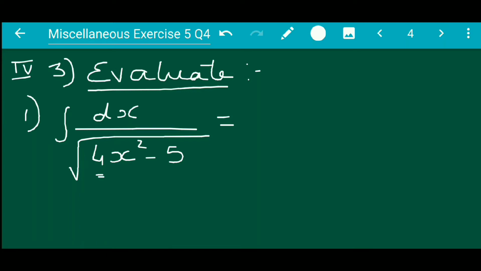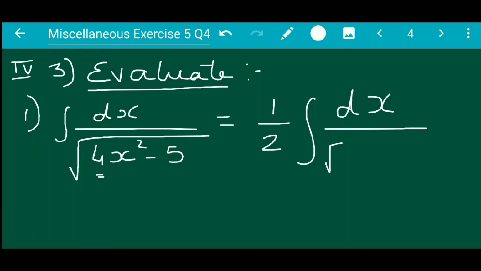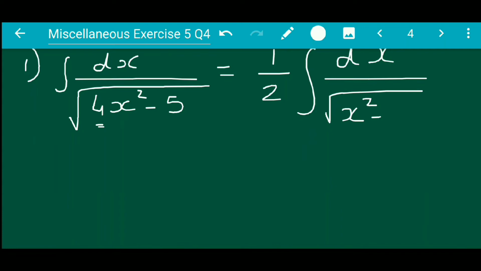So to make it as 1, we multiply and divide the denominator by root 4. So outside the integral, we write 1 upon root 4, rather 1 upon 2. So 1 upon 2 integral of dx upon root of 4x square divided by 4 gives us x square minus, under the root sign itself, 5 upon 4. That means both the terms are divided by 4 in the denominator.